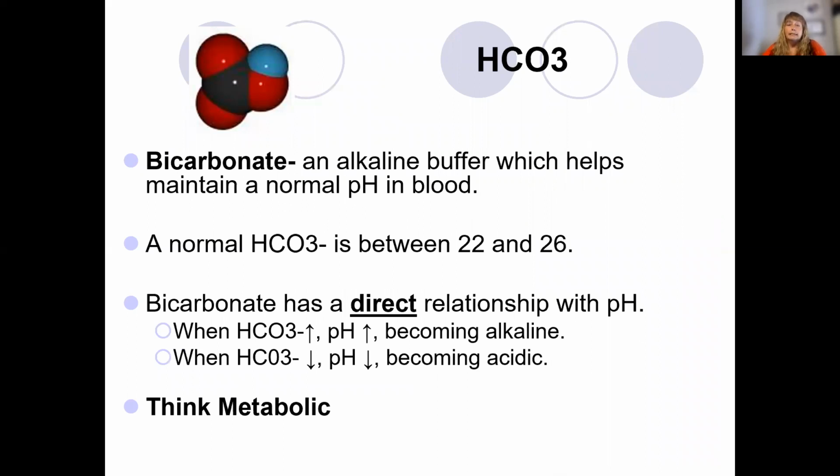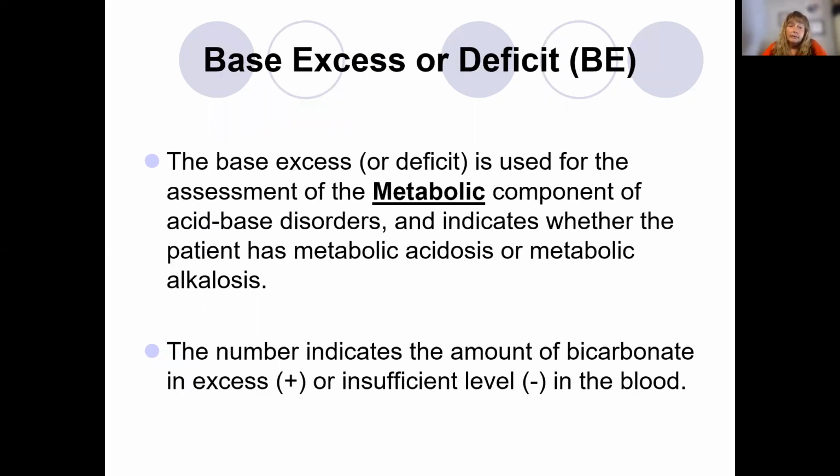So bicarbonate is an alkaline buffer, which helps to maintain normal pH in the blood. And a normal bicarbonate is between 22 and 26. Bicarbonate has a direct relationship with the pH. So if the bicarbonate's going up, the pH is going up, becoming more alkaline. And when the bicarbonate, which is an alkaline buffer, goes down, the pH is going to go down and become more acidic because there's less alkalinity. So if you're talking about bicarbonate, you want to think a metabolic component. Or if you're thinking metabolic, you want to think bicarbonate. Now there's another thing that we look at on blood gases.